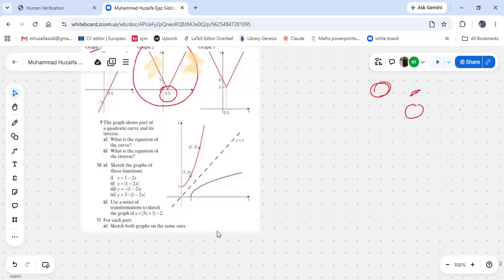Look at here for the ninth part, the graph of that part of the quadratic curve and its inverse. What is the equation of the curve, and what is the equation of the inverse function? So in our ninth part, what we are trying to find is the equation of the curve and the inverse of the curve.